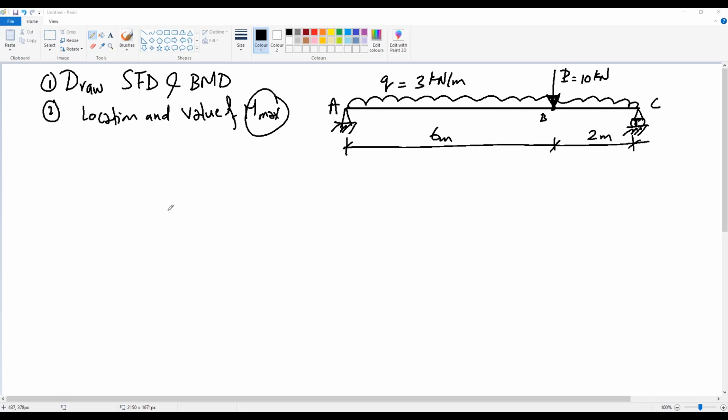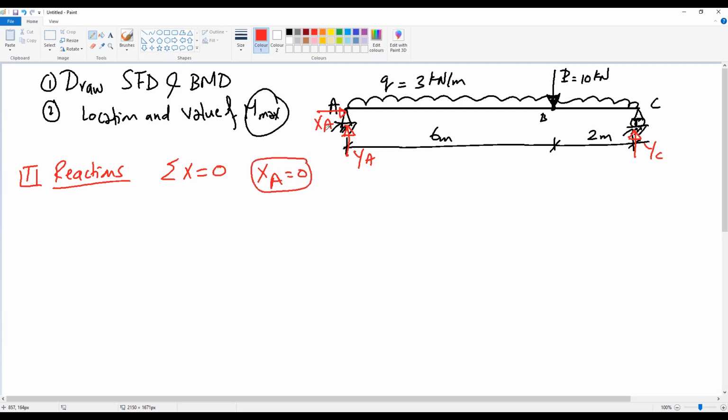Okay, so now what is the first step to solve this type of problem? The first step is to find the reactions. How many reactions do we have for this problem? Here we have a hinge, so we have YA and XA, and we have YC. So we have three reactions. If we apply the equations, we have summation X equal to 0, so XA should be 0.